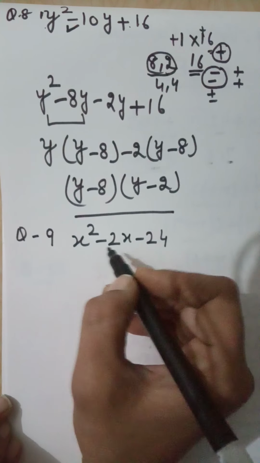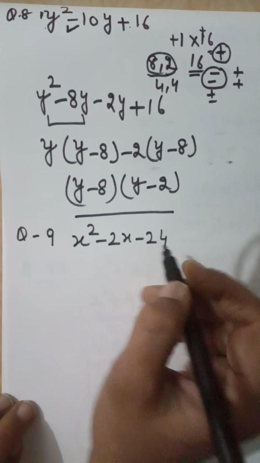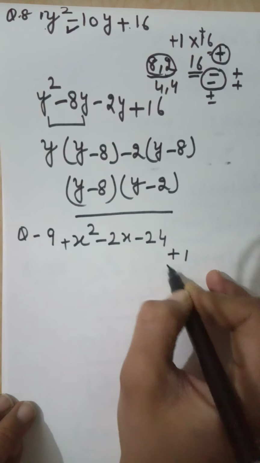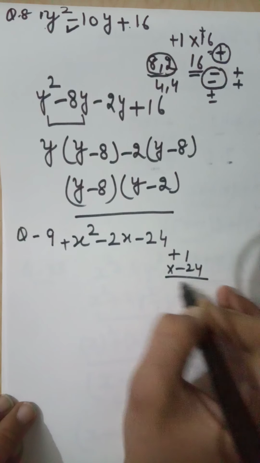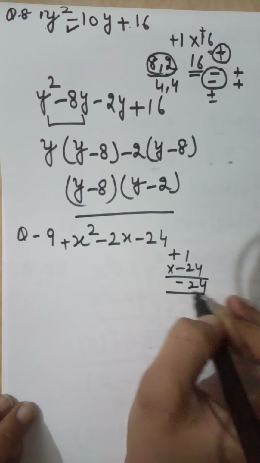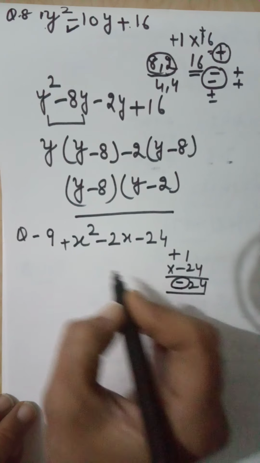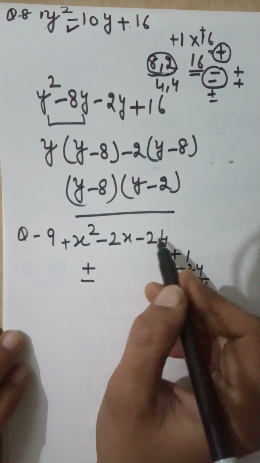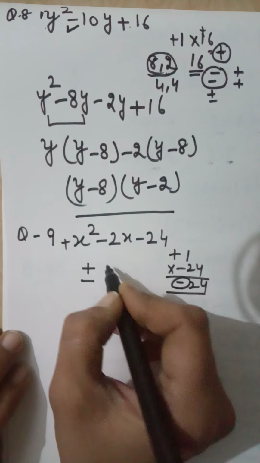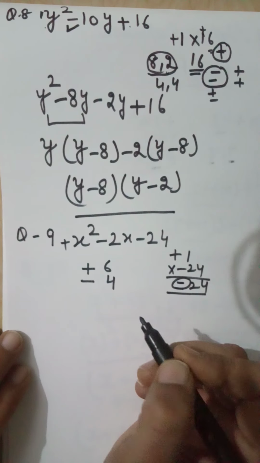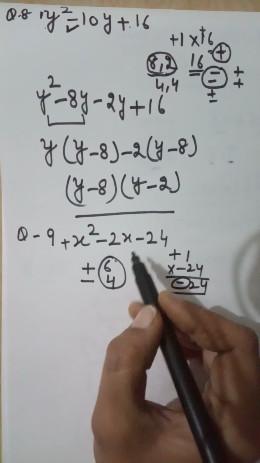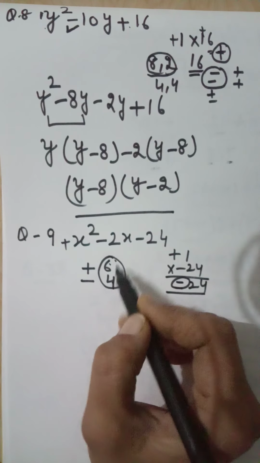Now question number 9, x square minus 2x minus 24. Now multiply first and last term, you get minus 24. If the product is negative, then you will take two different signs, one plus and one minus. Now break this 24 into two terms, 6 4s are 24. Clear? 6 4s are 24. Then if you subtract 6 minus 4, it will be 2.